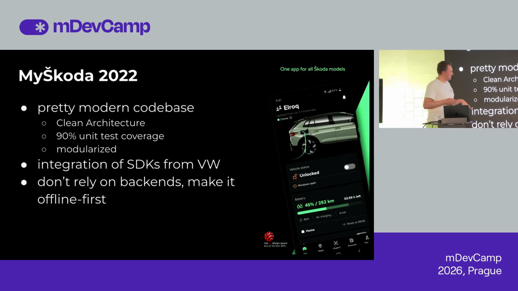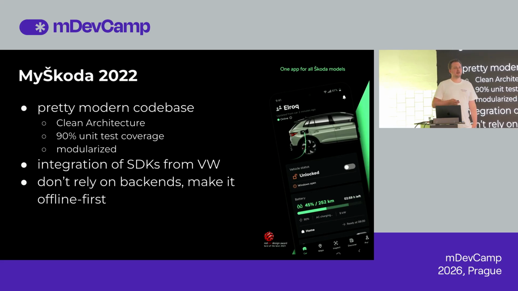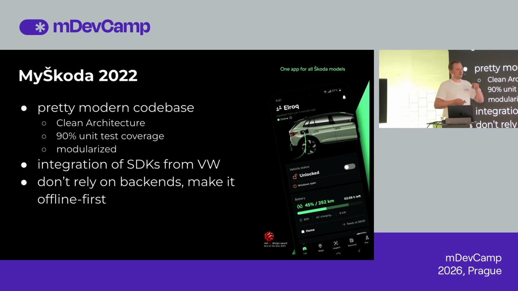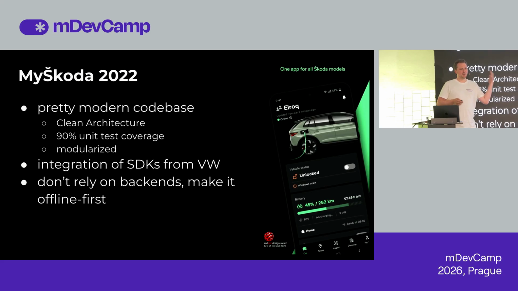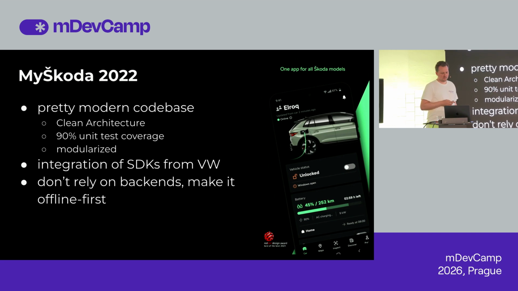So I led a refactoring effort to make the app offline first. When the user launches the app, he doesn't see loading, but he sees the old data, and there is a small status that the app is online or offline, and it's updating in the background.